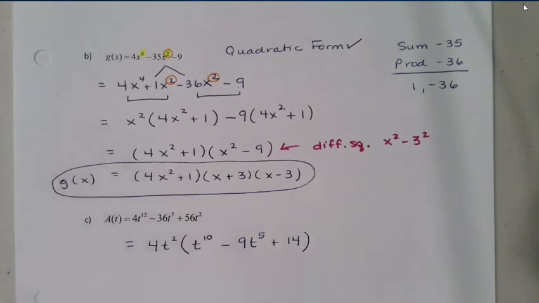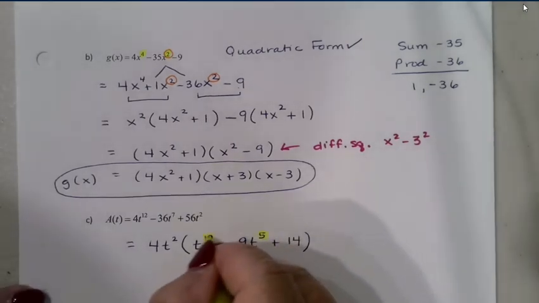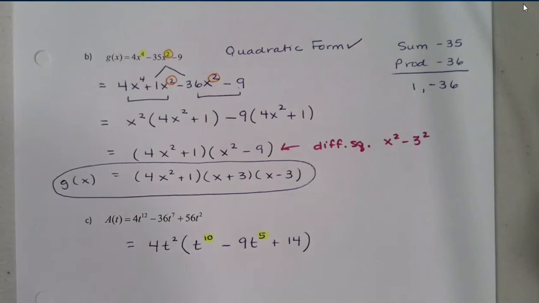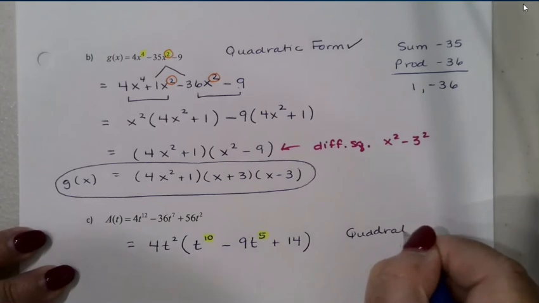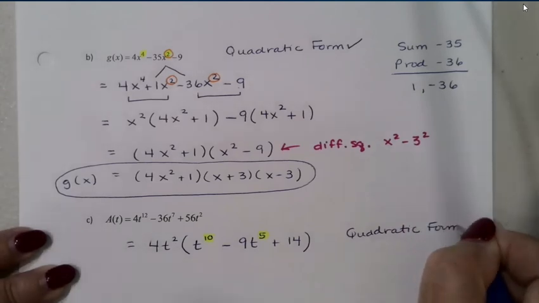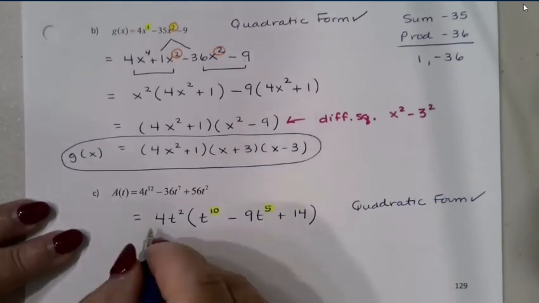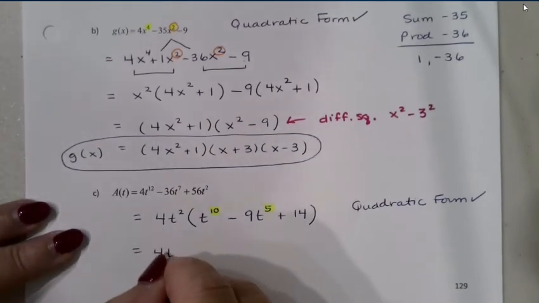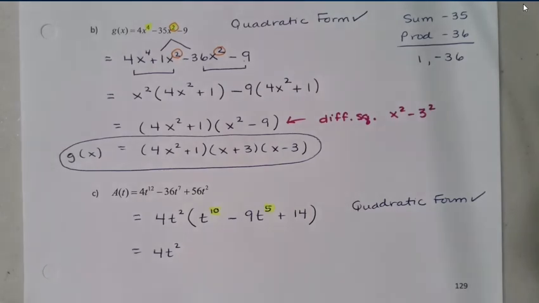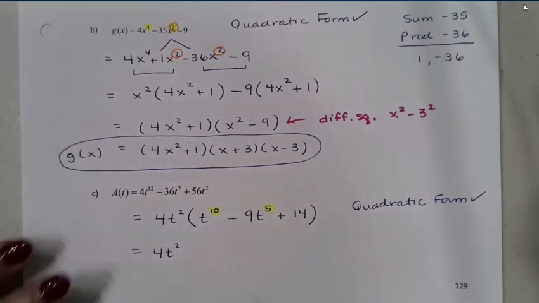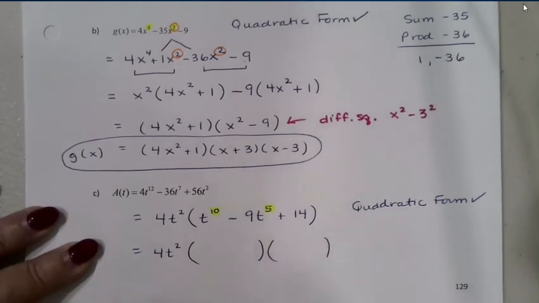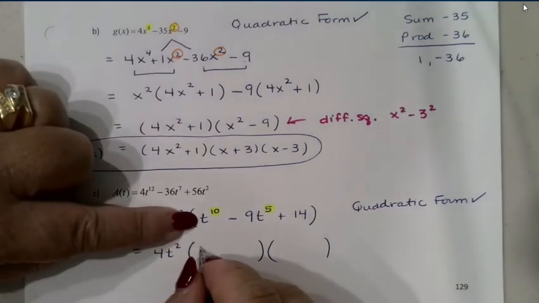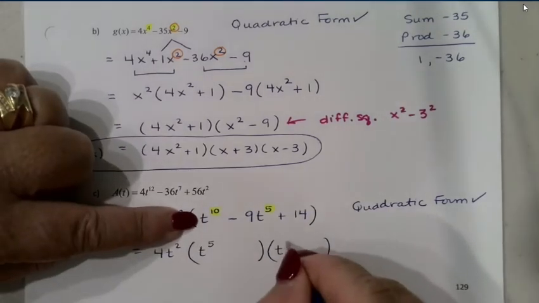All right, now look inside the parentheses. Are we at quadratic form at this point? And yes, we are. The first power is exactly double the second one. So I'm going to keep my 4t squared. I'm done with that part, but it has to come along for the ride, otherwise I'll forget it when I write the final answer. And this one I'm thinking, okay, I do have a leading coefficient of 1 inside my parentheses, so I could split this up right away as 1t to the 5th times 1t to the 5th.